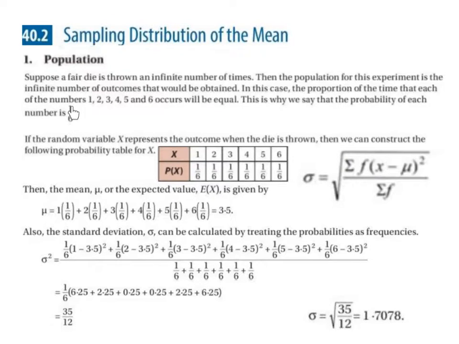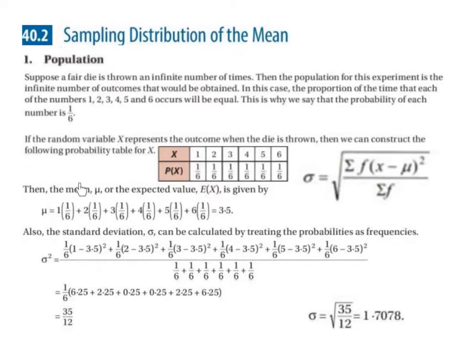So 1 over 6 being the total, there are 6 possible options if you're rolling a die from 1 to 6. If the random variable x represents the outcome when the die is thrown, then we can construct the following probability table for x. So if x is 1, the probability is 1 over 6. If x is 2, if our outcome is 2, the probability of x is 1 over 6, and so on. So we see we have equal probabilities, each at 1 over 6.